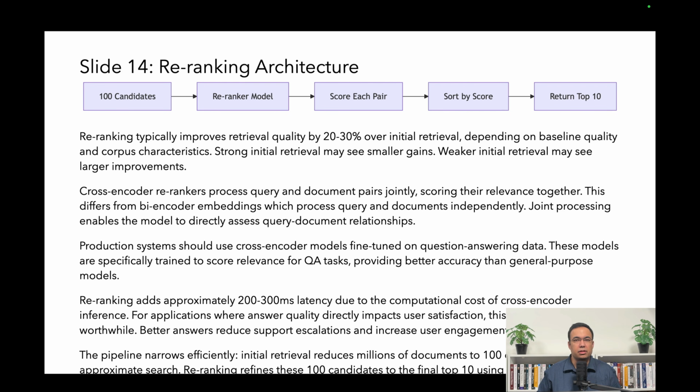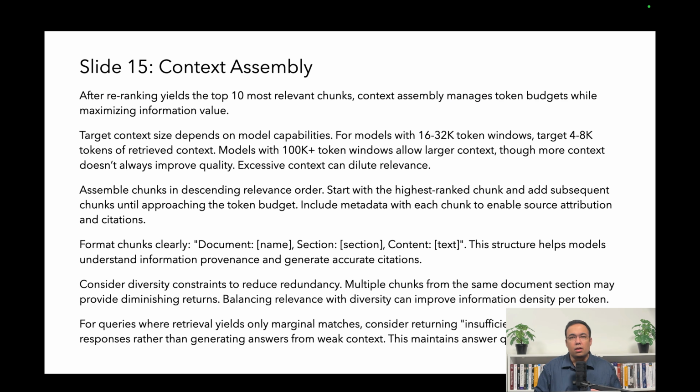Your initial retrieval reduces millions of documents down to 100 candidates using fast approximate search. Re-ranking then carefully refines these 100 candidates to the final top 10 using the more expensive but more accurate cross-encoder scoring. Now let's talk about context assembly, which requires managing token budgets while maximizing the information value you're providing to the LLM.